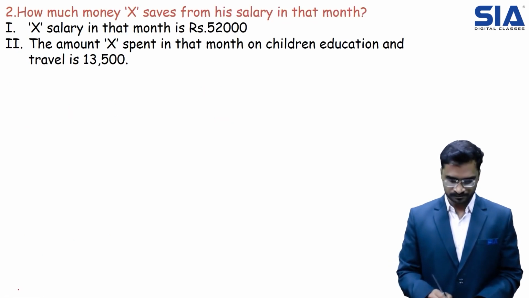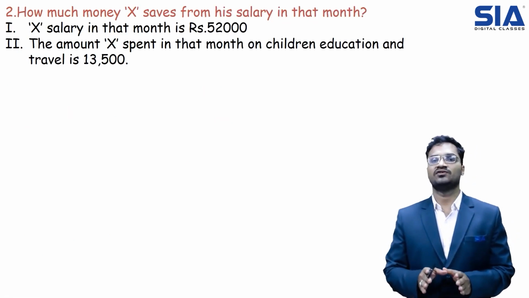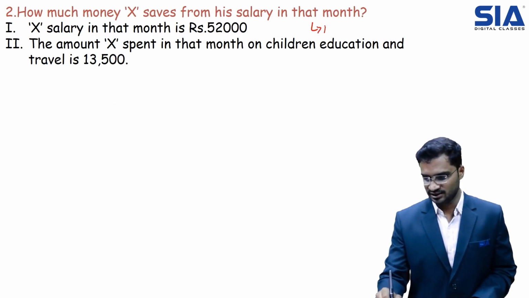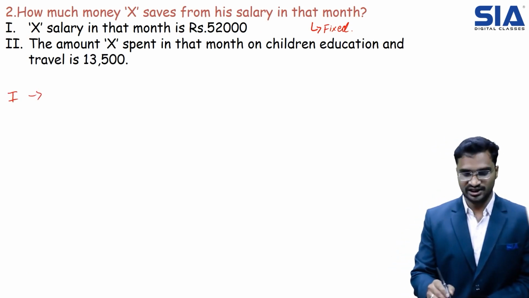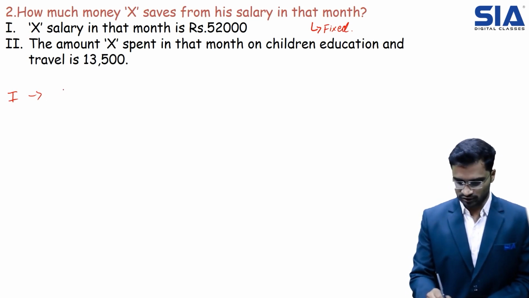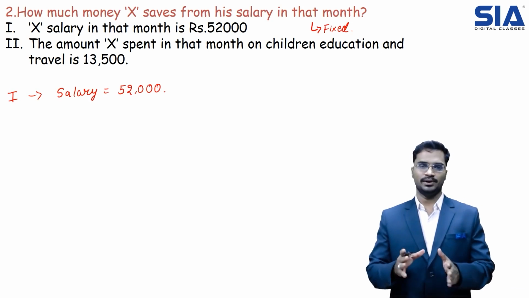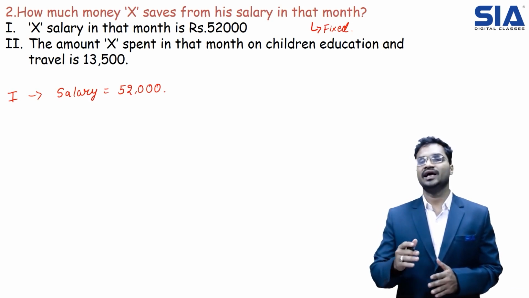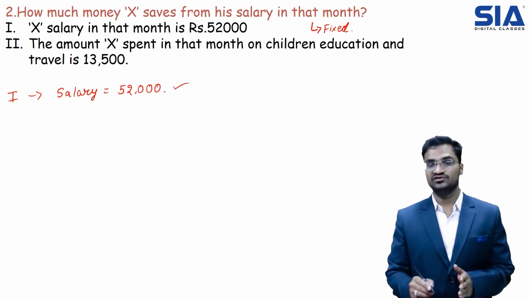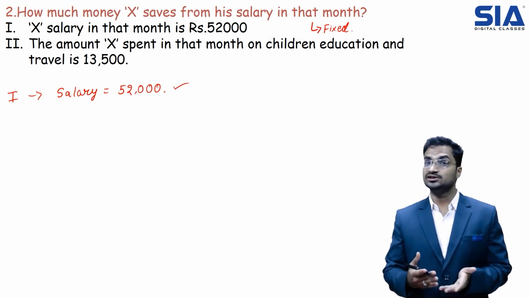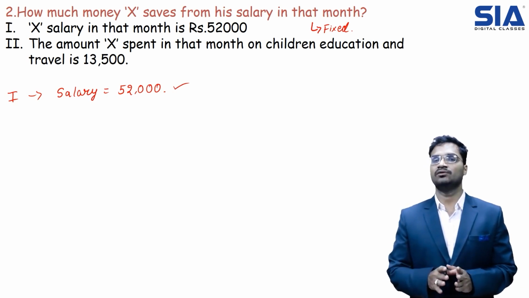Now coming to the next question. How much money does X save from his salary? We have to find the fixed answer, so we have to find the savings of this particular person X. Now the first statement: X's salary is 52,000. By using only statement 1, can we say whether X is saving this much amount or not? No, we cannot say. Here the salary of this person is fixed, but the expenditure is not fixed. So by using statement 1 alone, we cannot say.